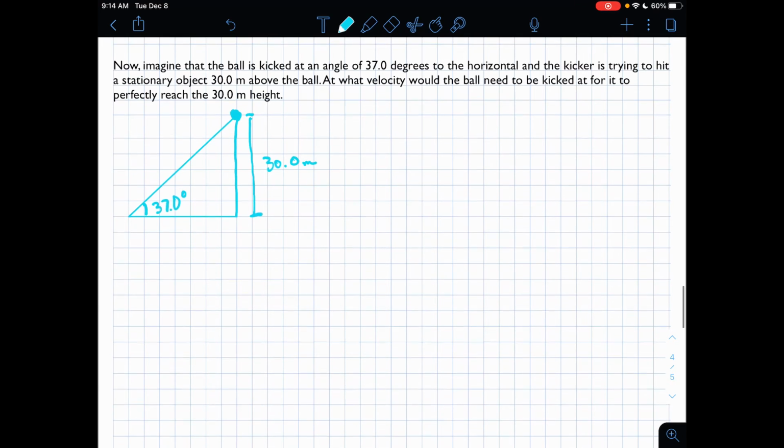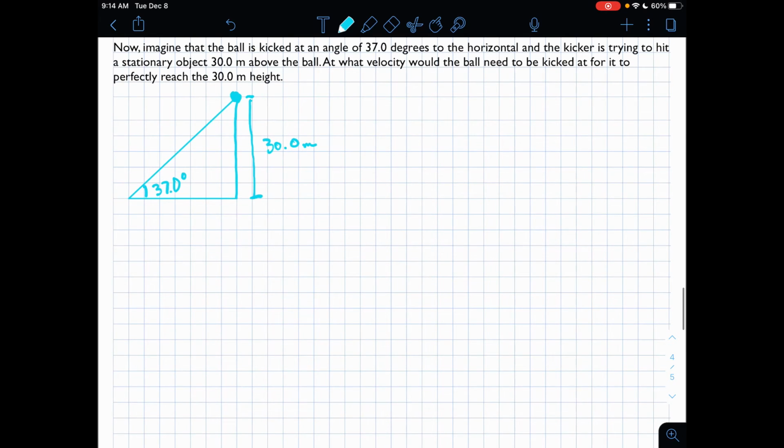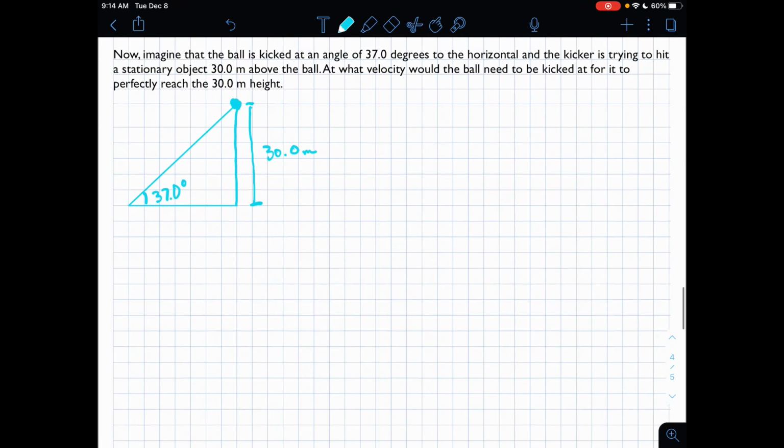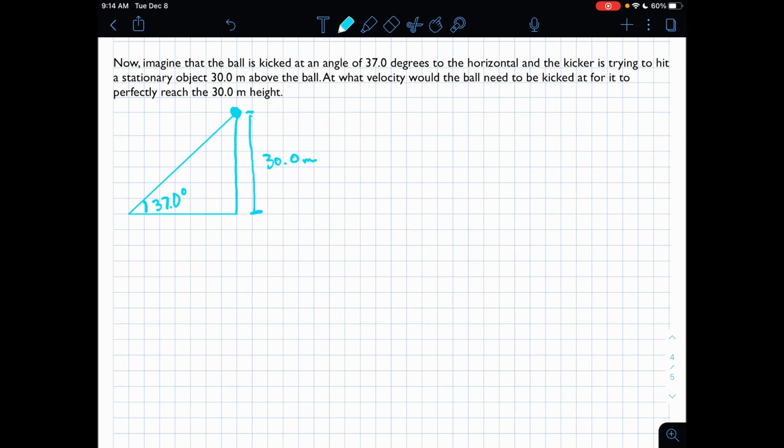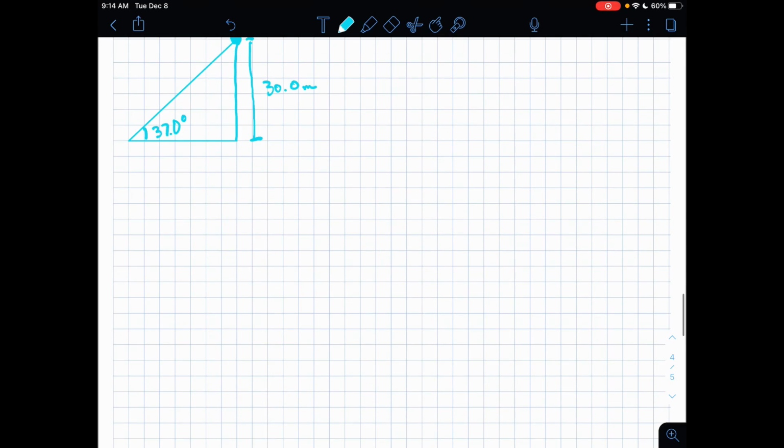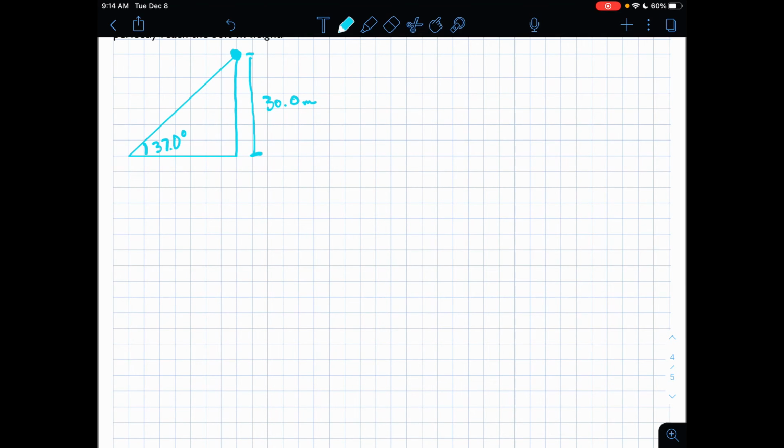All right, so looking at this question, you may be thinking that there's not a lot of information given. However, because we know that the object that it's trying to hit is perfectly 30 meters above the initial starting point of the ball, we know that the distance that we're going to need to calculate is going to be equal to 30.0 meters.